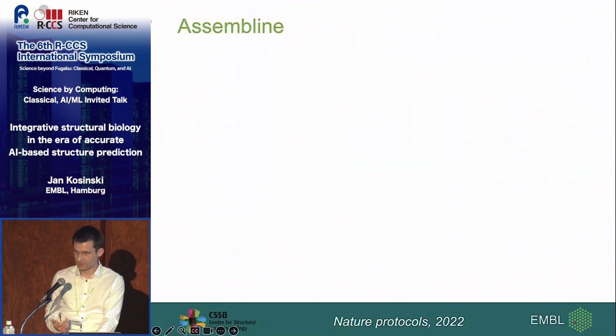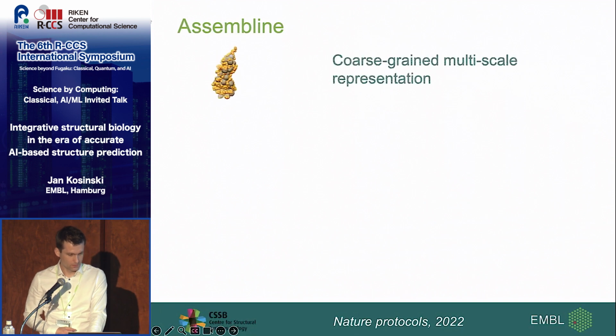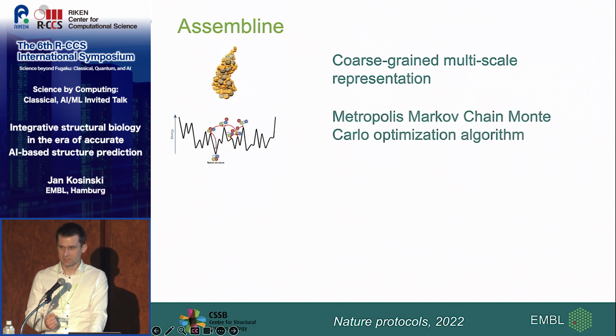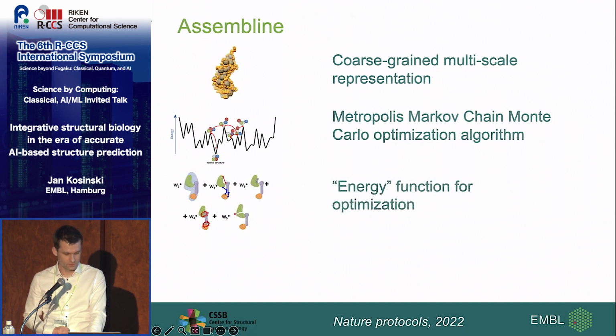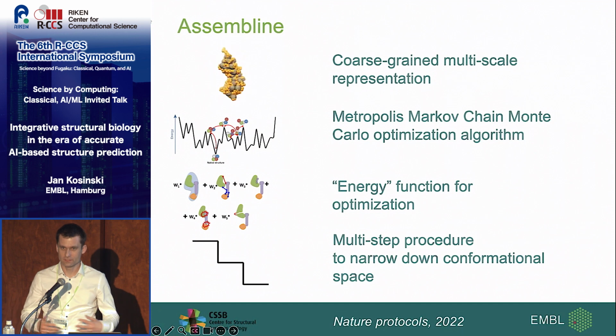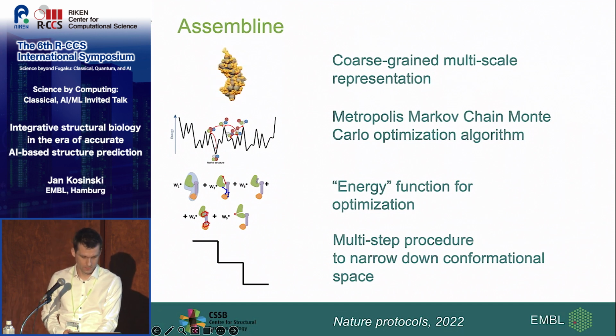And just to provide some more technical details, Assembline uses a coarse-grained multi-scale representation, so it can use low-resolution beads and high-resolution beads at the same time. It uses a standard classical Metropolis Markov chain Monte Carlo optimization algorithm, with a linear function as a scoring function, as energy for optimization. And the key is some special multi-step procedure to narrow down the conformational space so that even if we have 10 or 20 rigid bodies, it still somehow works. So there are some heuristics there.